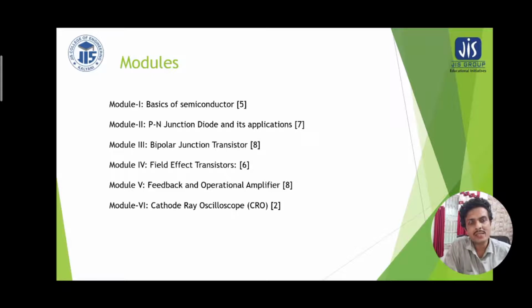Module 3 has 8 contact hours on bipolar junction transistor. Module 4 has field effect transistor to be described within 6 contact hours. 8 contact hours are assigned to module 5 where feedback and operational amplifier will be discussed, and 2 contact hours are assigned to module 6 where the cathode ray oscilloscope will be discussed.